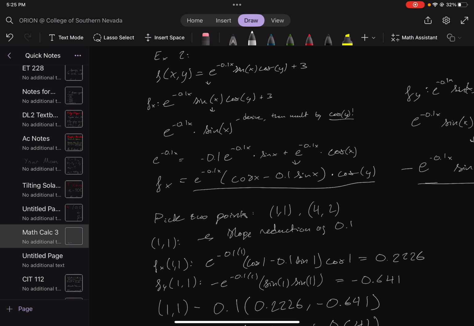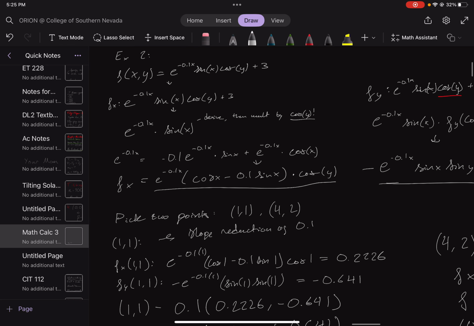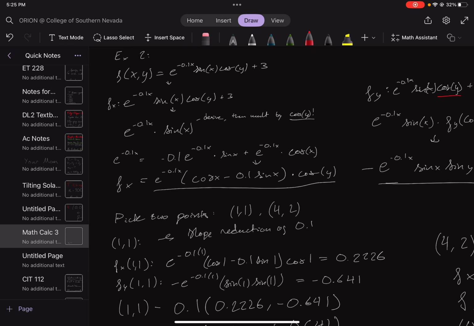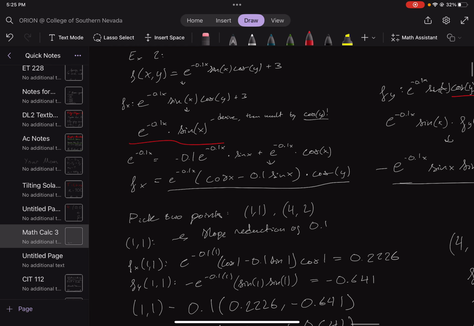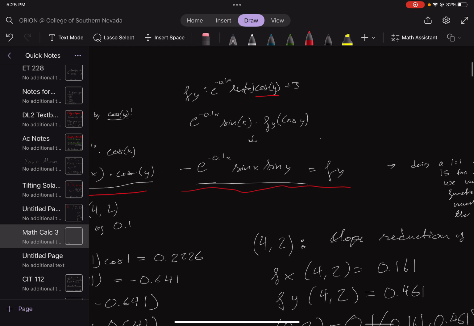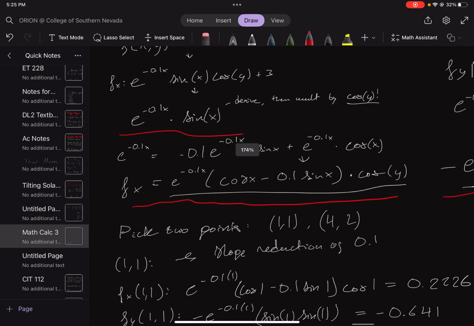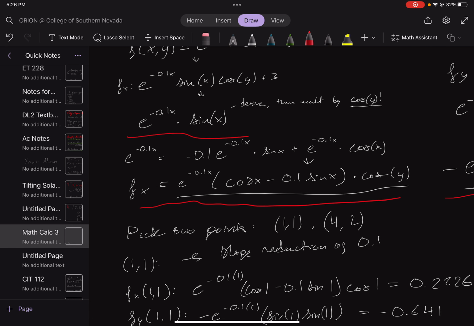So when we did the derivatives, we found that it was e to the negative 0.1x, which will always stay the same, times sine x, cosine y, all that stuff. And we got that value. So this is what we got for the f sub x. And then for the f sub y, because we multiplied all these values here, e to the negative 0.1x times sine x, and then we derive this portion, then multiply by cosine of y because we're doing the f sub x portion.